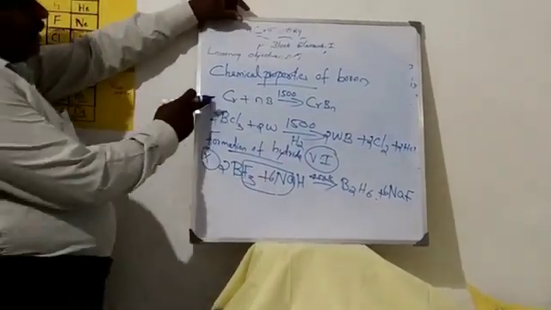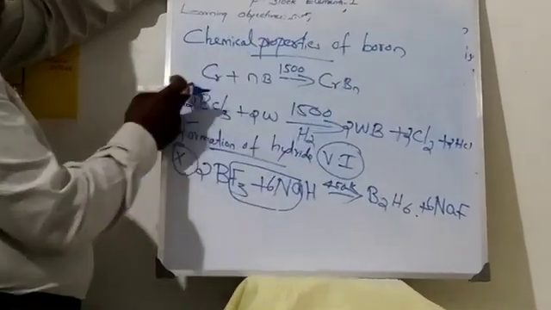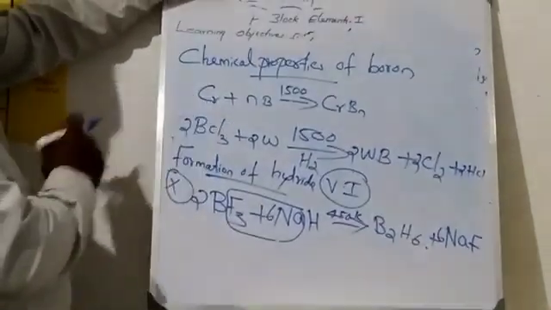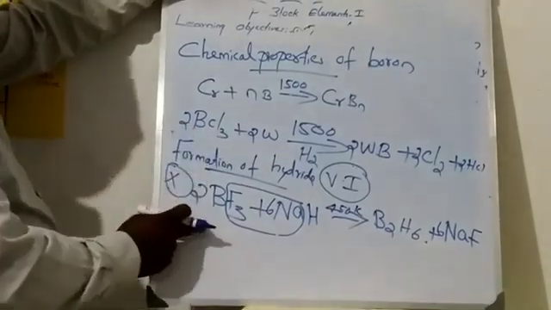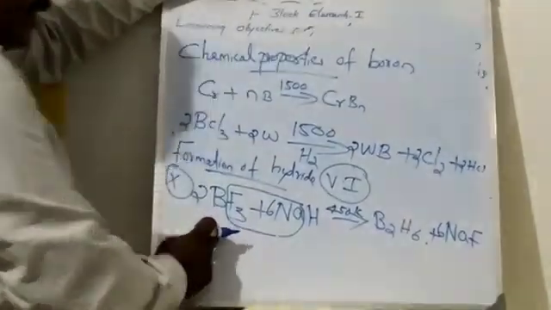The chemical properties of boron: first equation with the chromium metal, second one with boron trichloride, the third one with boron trifluoride.